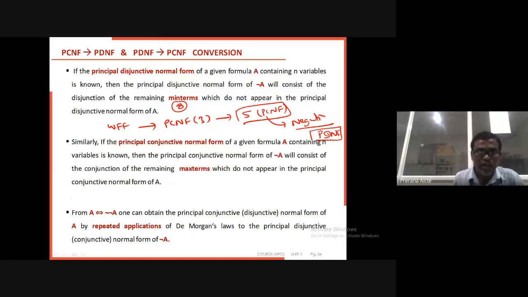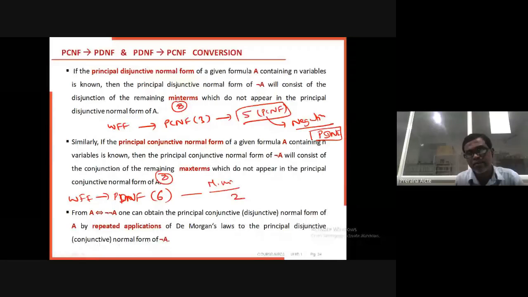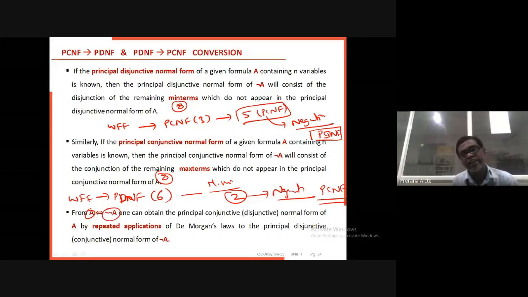I repeat once again from PDNF. If they directly give PCNF or PDNF, we will directly do that. Suppose you are given a PDNF, and let us assume it has 6 terms out of 8 in total. The missing terms are only 2 terms. For this you apply the negation, and the result becomes your PCNF. This is based on the fact that if you apply double negation to a formula, we get the same result again. With that idea, we can convert from PCNF to PDNF or PDNF to PCNF.